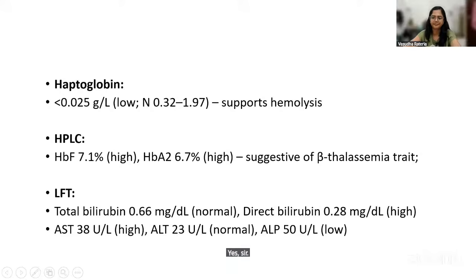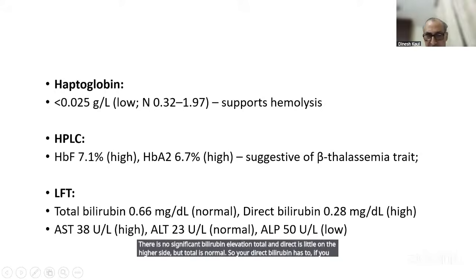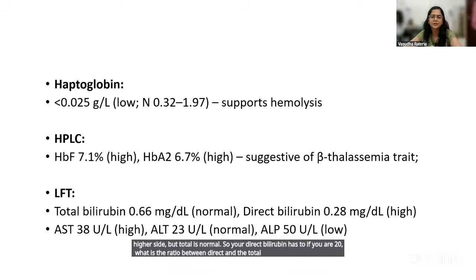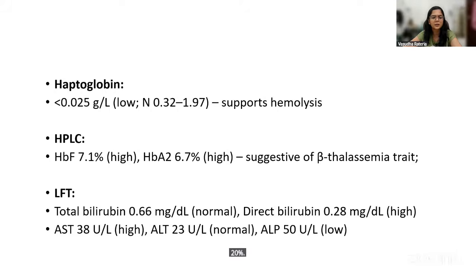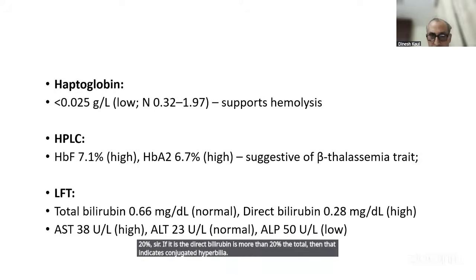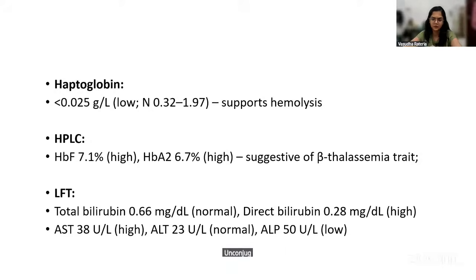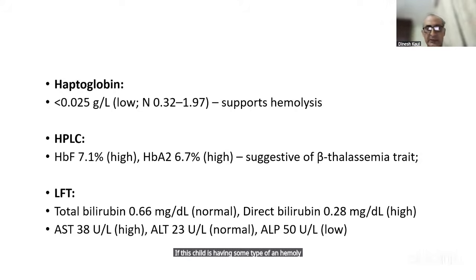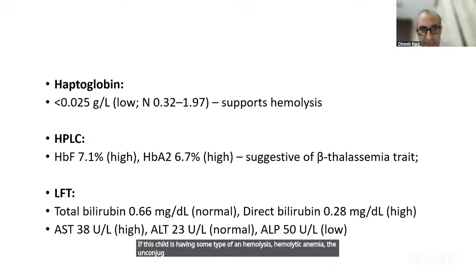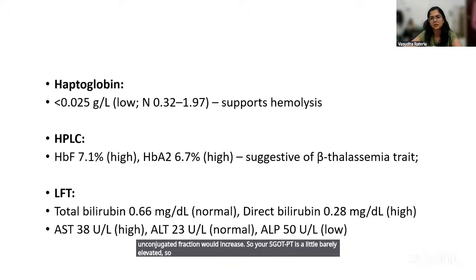What is the ratio between direct and the total bilirubin? 20%, sir. If the direct bilirubin is more than 20% of total, then that indicates conjugated hyperbilirubinemia. So here we have more of an unconjugated hyperbilirubinemia. That happens with hemolysis. If this child is having some type of hemolytic anemia, the unconjugated fraction would increase. So your SGOT and SGPT are barely elevated. 25 is the upper limit, 38.